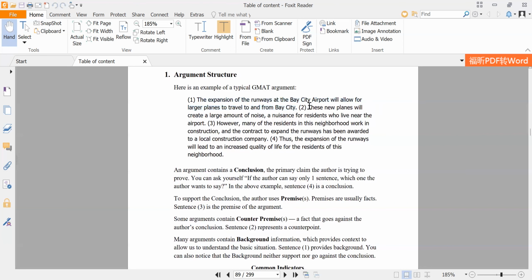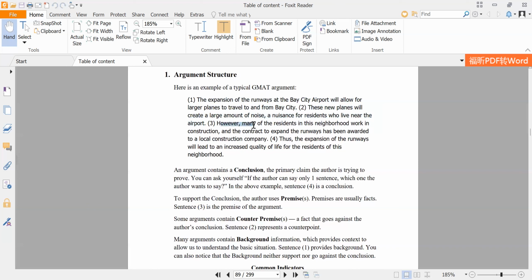So let's continue. These new planes will create a large amount of noise and nuisance for residents who live near the airport. Okay. This also sounds more like a fact set rather than opinion, because again, we can determine whether it creates a large noise or not, and whether it will be a nuisance for residents who live near the airport or not. So it sounds like this is also providing extra background information.